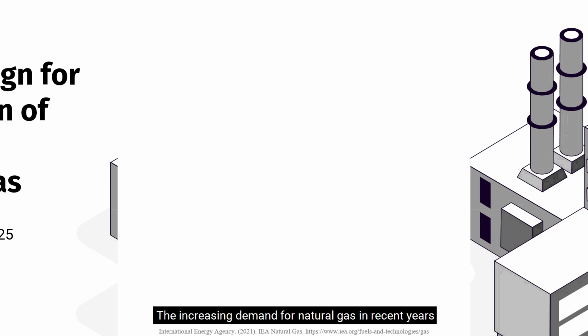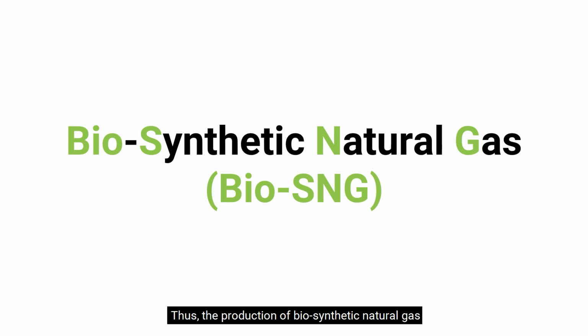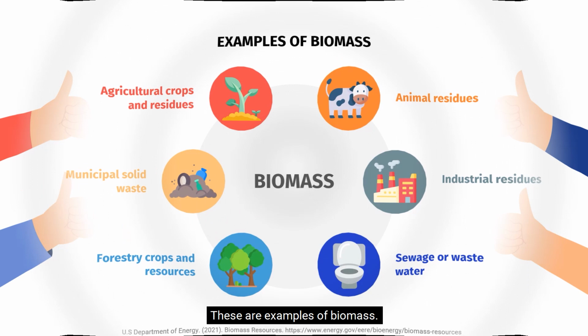The increasing demand for natural gas in recent years has led researchers to consider alternative methods of natural gas generation. Thus, the production of biosynthetic natural gas from biomass is introduced. In general, biomass is an organic compound that has a high carbon content, which makes it a perfect feed for natural gas production. These are examples of biomass.